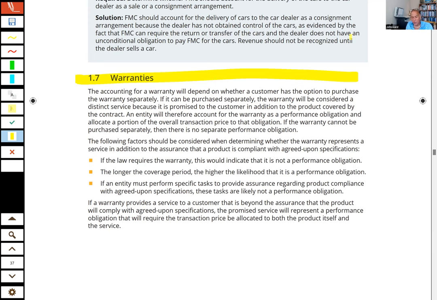So what happens? They start to know you by name. And when they see me, they always say, oh, hey, do you want the extended warranty with this? And of course, I always say no.